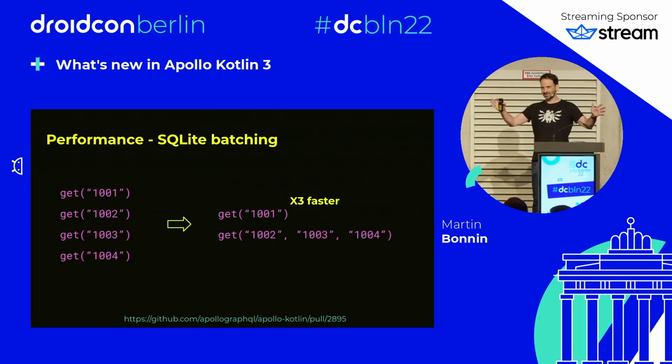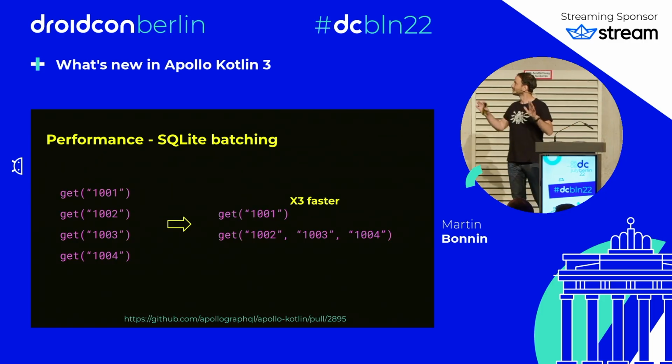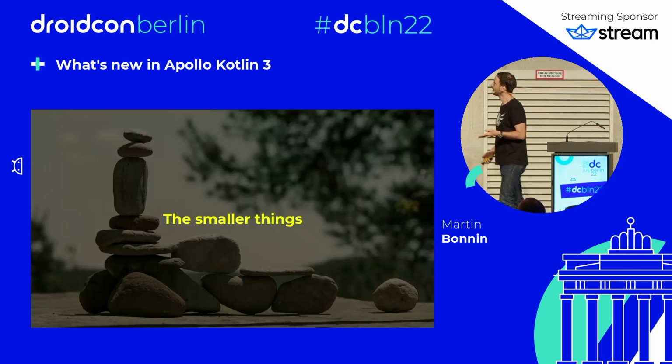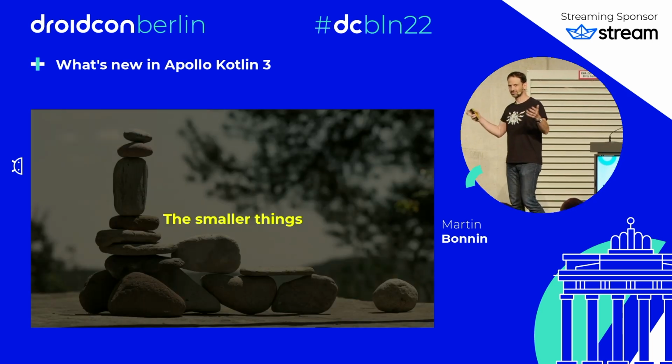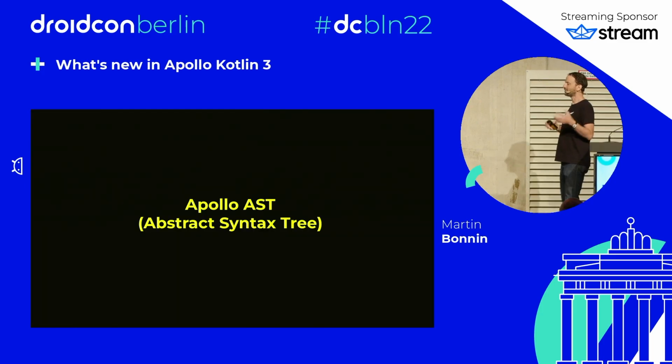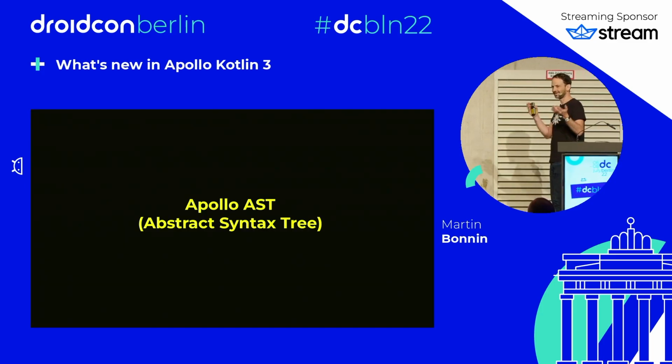So that's it for the big blocks, and I know that's a lot. Kotlin, codegen options, and performance. These were the 3 focus. For the smaller stones, the smaller nice-to-have improvements, we have now what we call an AST library.